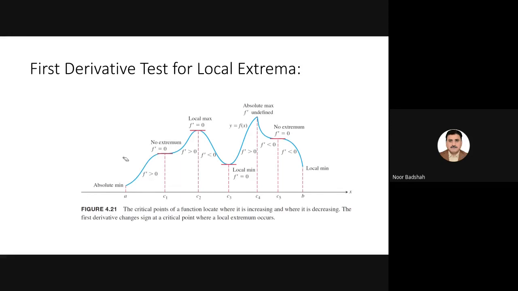Okay, that's good. Now, how do we check whether a function has a local max or local min at a point?